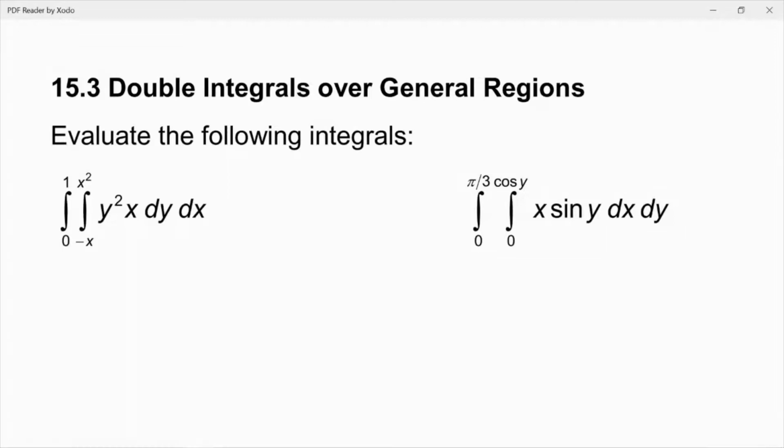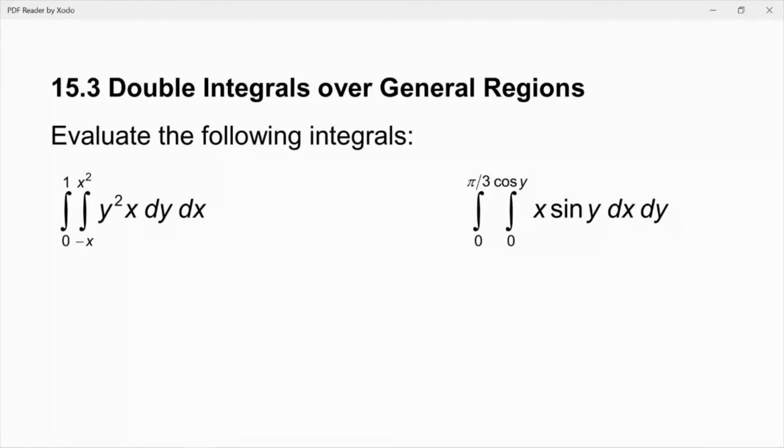This is multivariable calculus, and in this video I'm going to talk about section 15.3, double integrals over general regions. Before I really get into the setup on these integrals, I just want to talk about the mechanics of actually solving these out. When we looked at double integrals in 15.1 and 15.2, we used approximation methods, and then we talked about double integrals over rectangular regions.